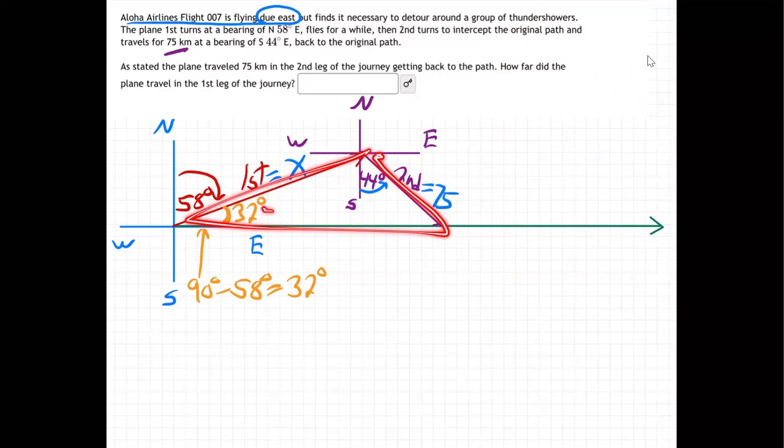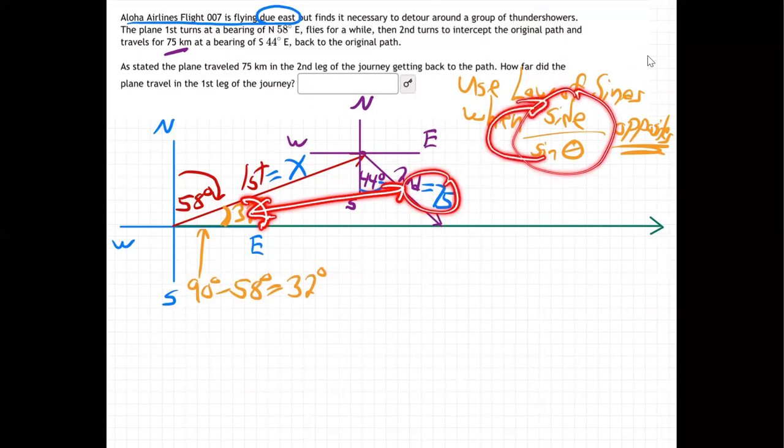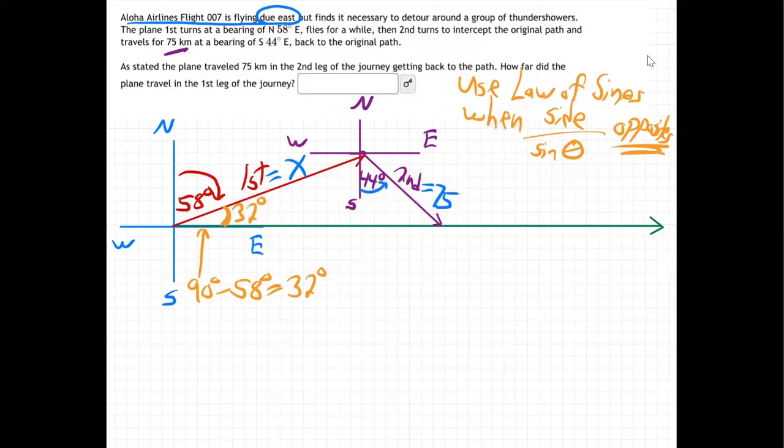When can you use law of sines? You use law of sines when you have a side over the sine of an angle pair, opposites. So in other words, I have this angle and the opposite side. That's what sine is all about. For any side and its opposite angle, when you put the side over the sine of the angle, you can also put the sine on top, it doesn't matter which way, they're going to be equal ratios.